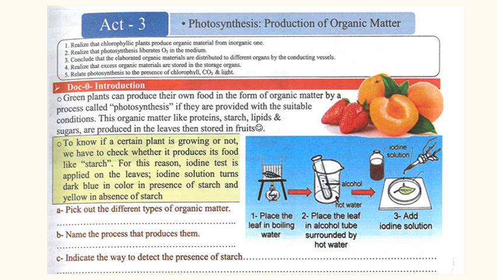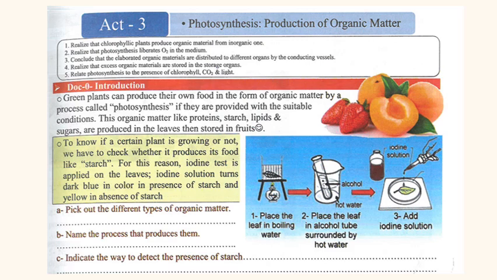To know if a certain plant is growing or not, we have to check whether it produces its food like starch. For this reason, iodine test is applied on the leaves. Iodine solution turns dark blue in color in presence of starch and yellow in absence of starch.